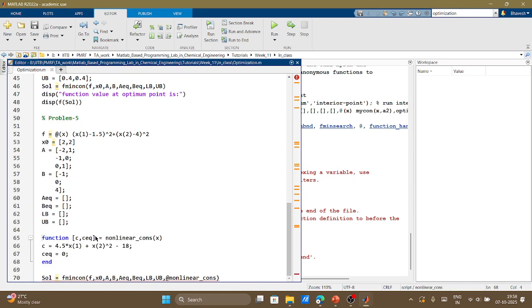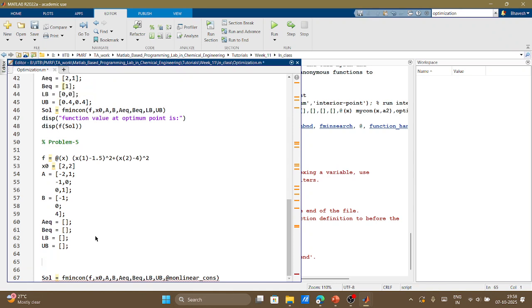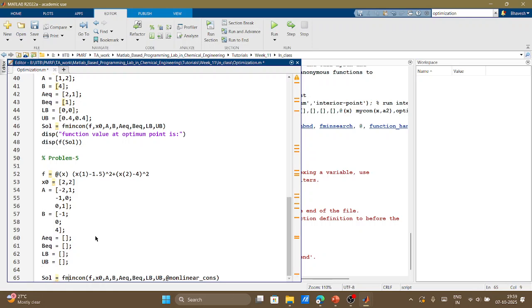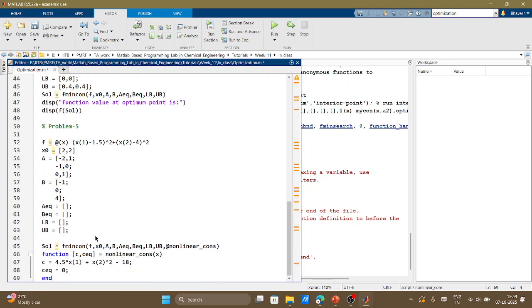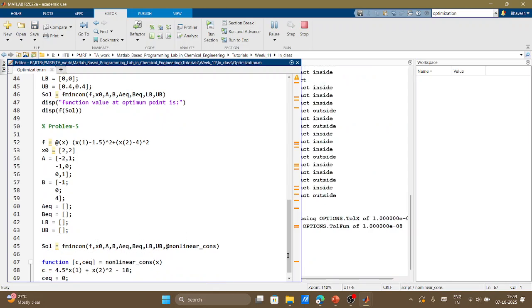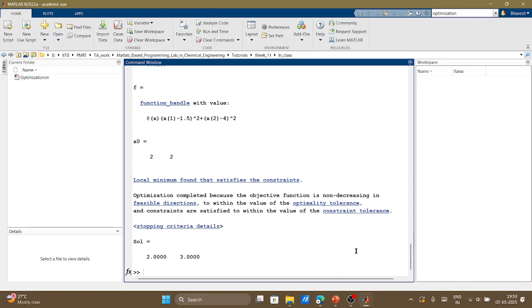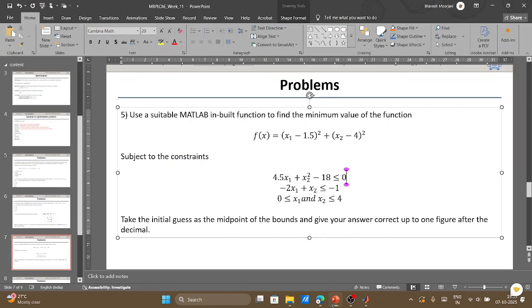Since I'm providing the function within this cell, it should be at the end of the script, right? So here, and now I think it should, yes, it has given the answer for this function. If I start with x0 as 2, 2, my optimum values are 2 and 3, x1 and x2 optimum values are 2 and 3. Let's see whether they satisfy this condition or not.